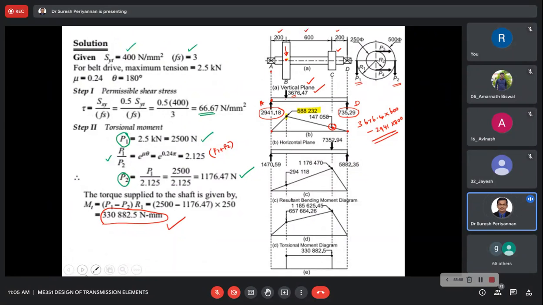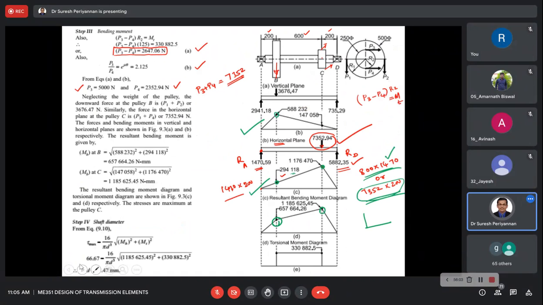This is the torque at pulley B, and this is the torque at pulley C. Hence, this is a straight line. Now see here, which one is our design value? Which bending moment should we take now? Now, tau max. Which bending moment should we take?